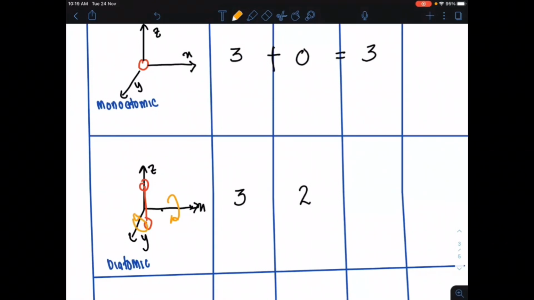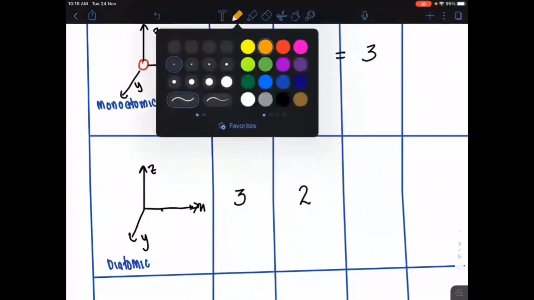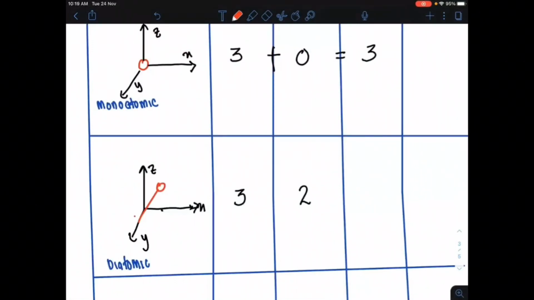Okay, along Z dia tak boleh rotate. Contoh kalau awak letak dia sekarang along Y pula. So along Y, dia tak boleh rotate along Y. So dia akan rotate along Z dan juga X.